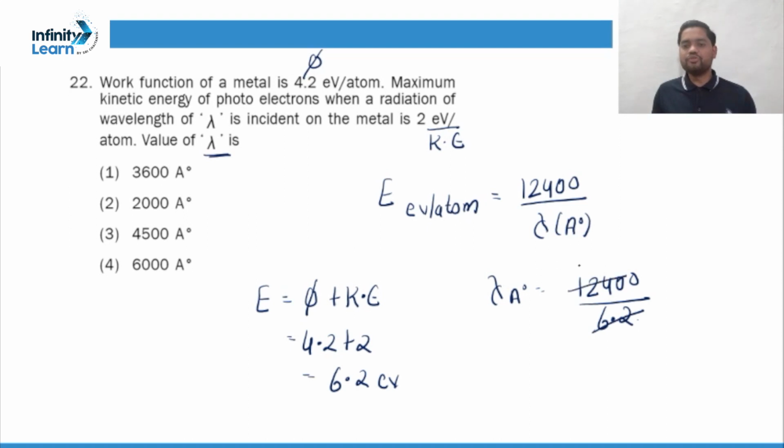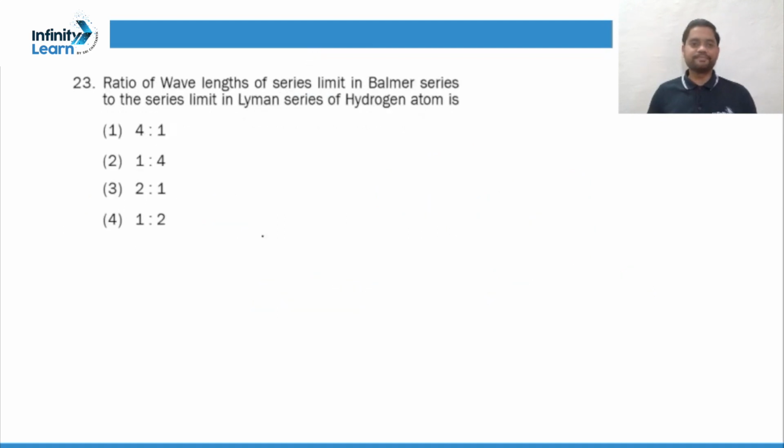So this is 6 2s are 12. Almost around 2000. So where is 2000? This will be the answer. 22, option number 2 is the right answer.